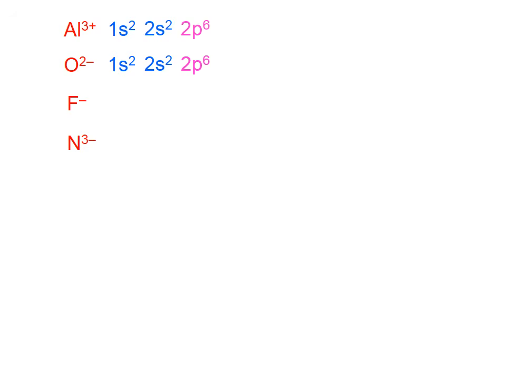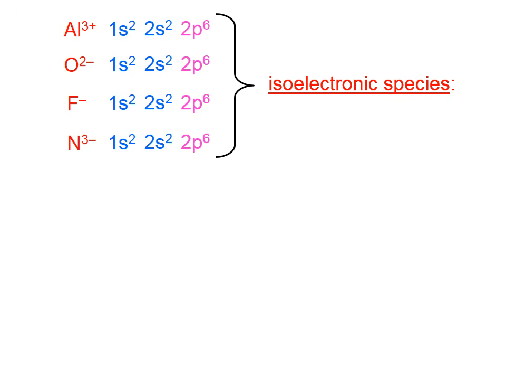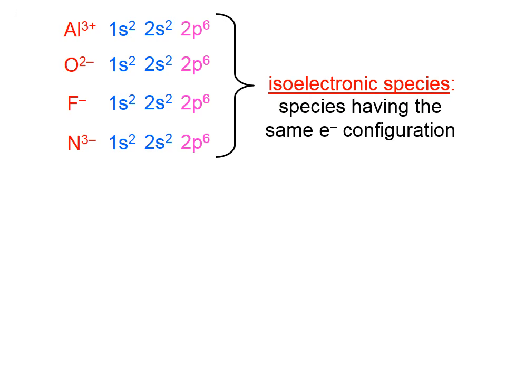We'll do the same thing with fluorine. Neutral fluorine has 9 electrons. There are 2, there's 4, and there's another 5. But the fluoride ion has gained an electron, and so the 2p orbitals have moved up from 2p5 to 2p6. Similarly with the nitride ion, neutral nitrogen has 7 electrons, 1s2, 2s2, 2p3, but we've gained 3 electrons. And what you can see here is that all of these ions have the same electron configuration, and we refer to them as isoelectronic species.